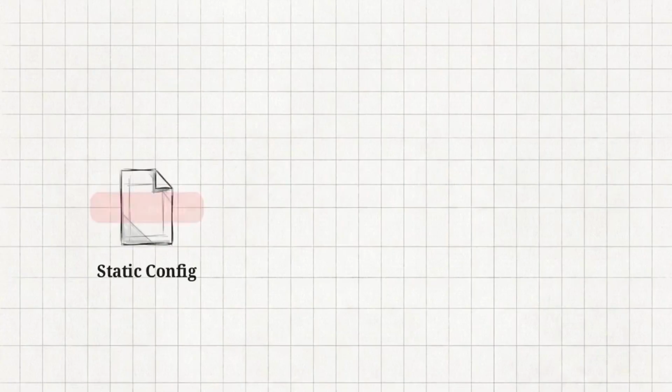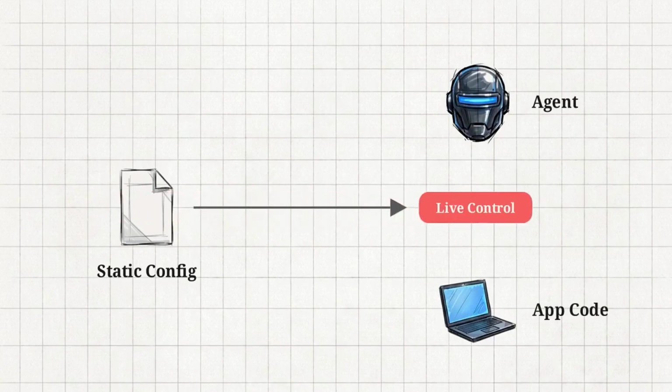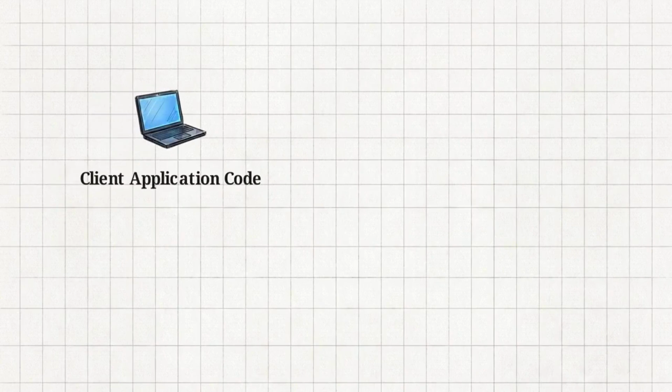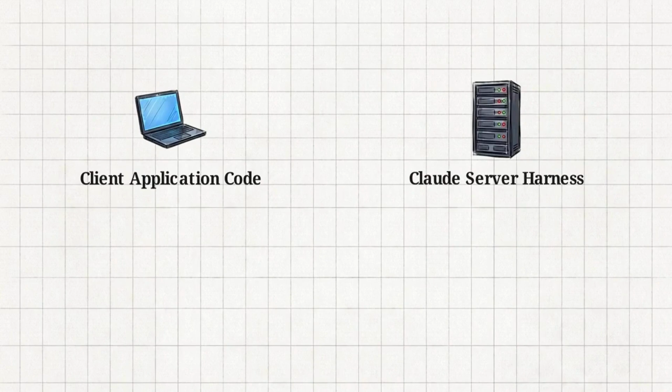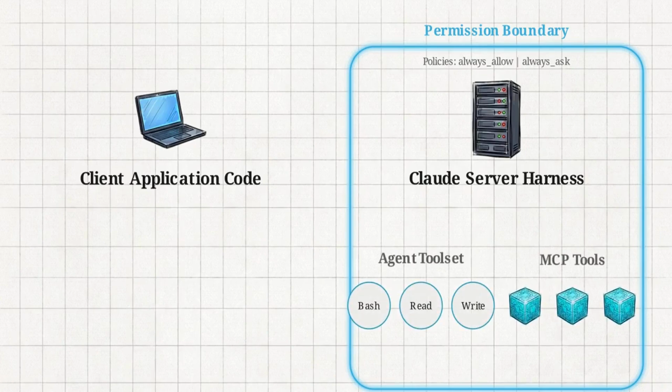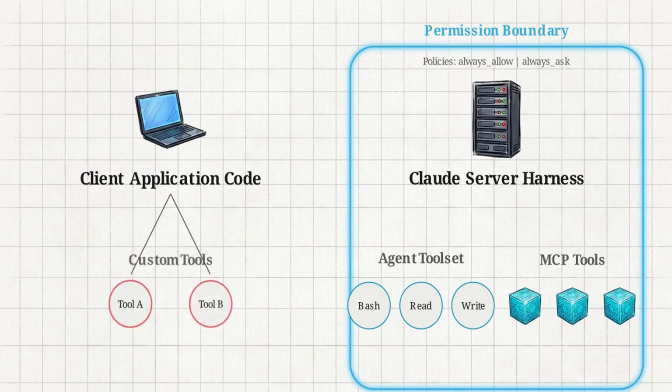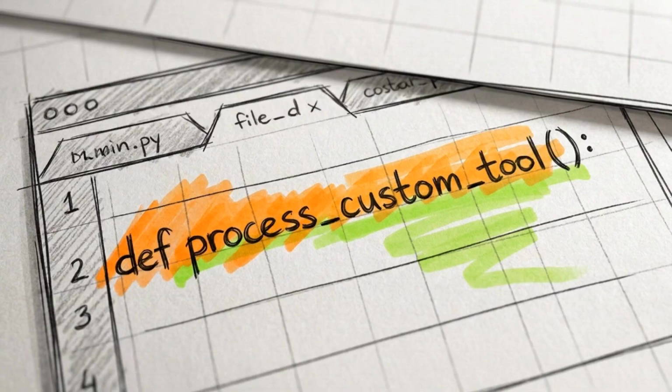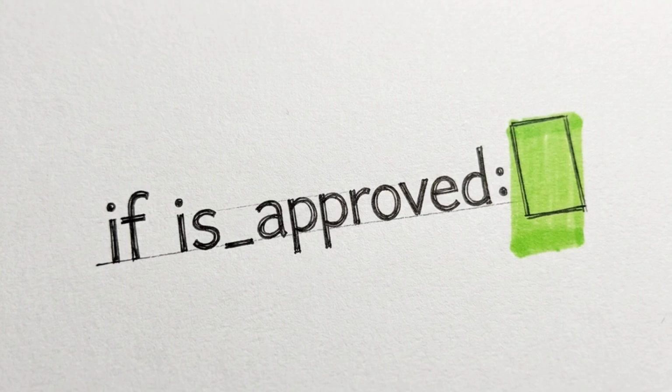This moves the point of control from a static configuration file directly into the live interaction between the AI agent and your application code. This dual domain architecture shows client application code on the left and the Claude server harness on the right. Policies govern only the server-run tools inside this perimeter, pre-built tools like Bash and MCP tools. Custom tools sit outside, residing in your application code. Since your application is the one actually executing custom tools, you already hold the decision. The approval is simply an if statement in your own handler.